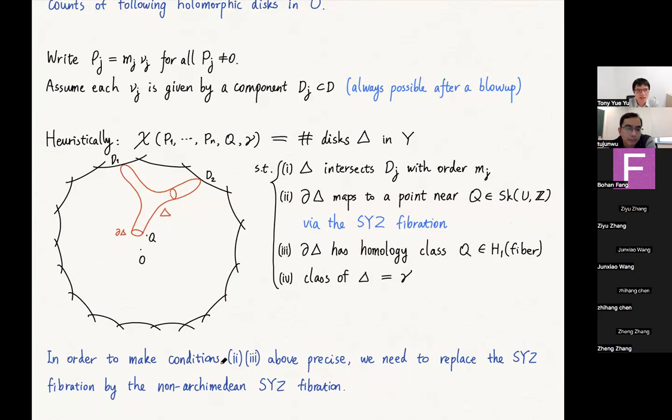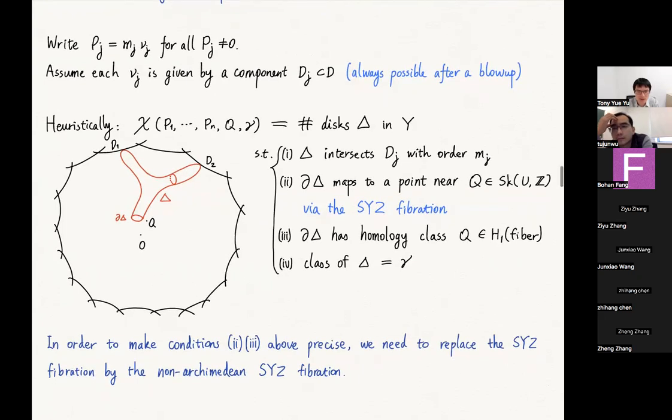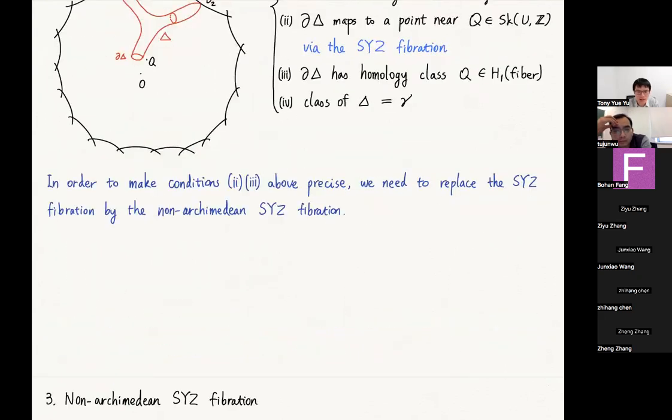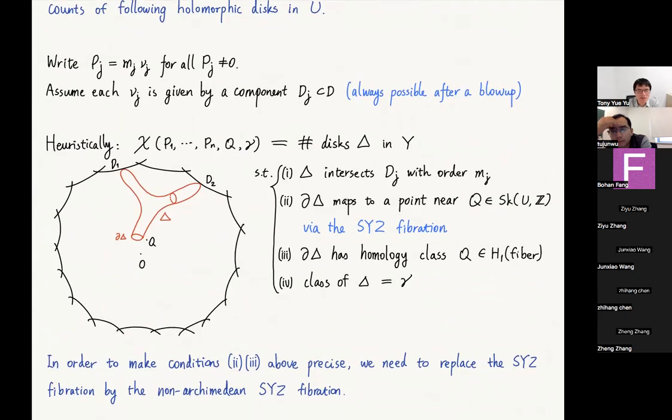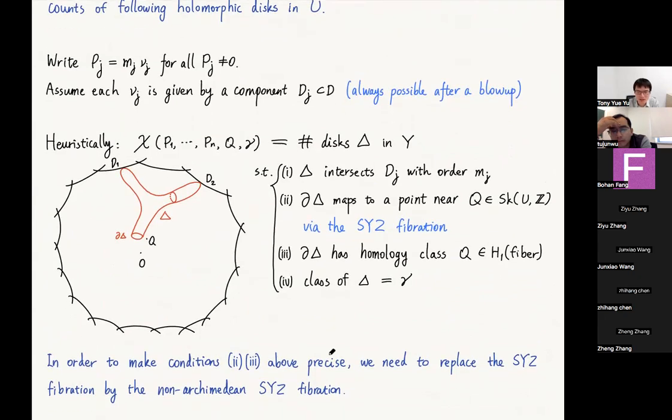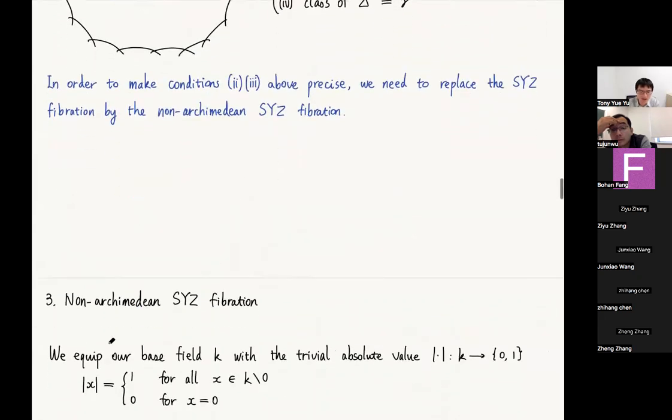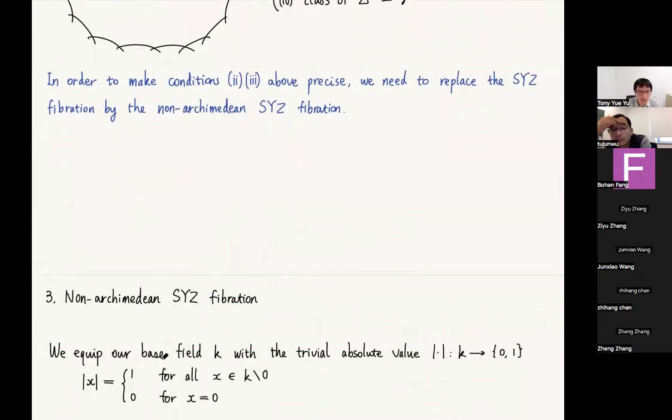So in order to make these conditions and the counts more precise, the idea is to replace the SYZ fibration by the non-Archimedean SYZ fibration. Now let me introduce this non-Archimedean SYZ fibration. We started with things over complex numbers. So what is the non-Archimedean here? It's very simple. We just equip our base field K, even if it's the complex numbers, with the trivial absolute value.